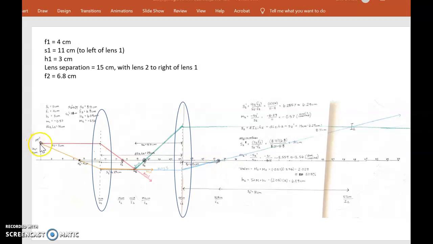So I knew that ray 1 would be direct from the object to the lens, and then down through F1 on the far side, and then ray 2 would be through F1 into the lens, and then it would go straight. And so wherever those two met was where the image would be.